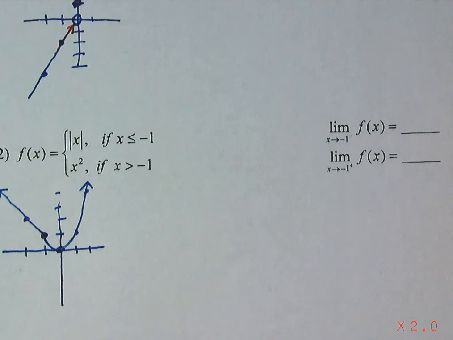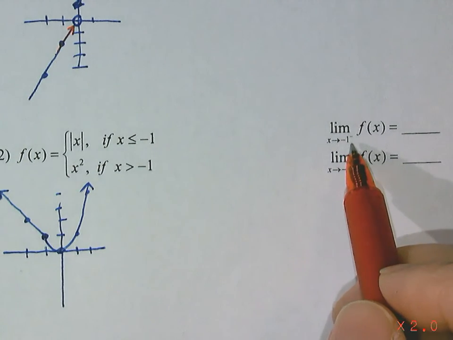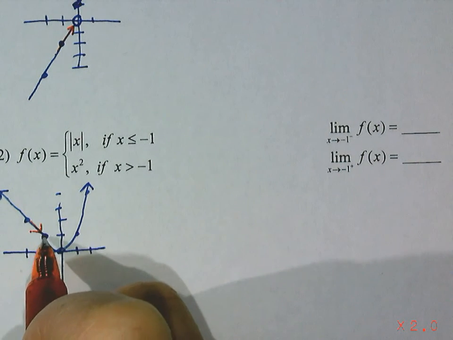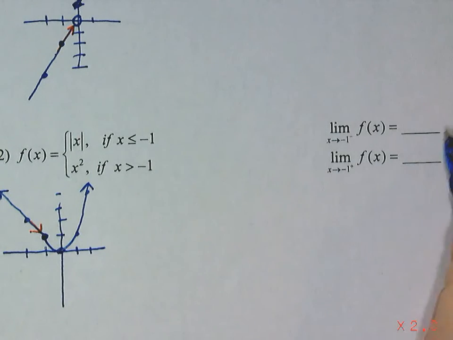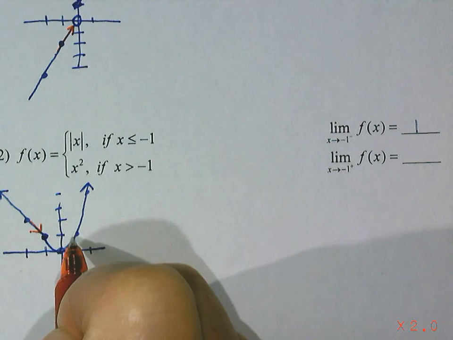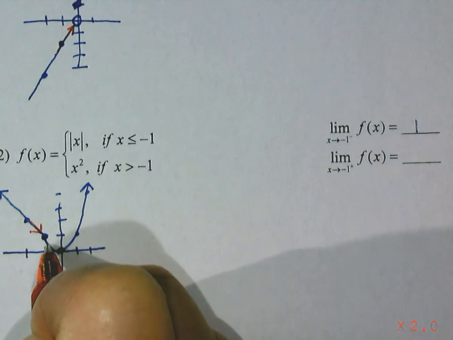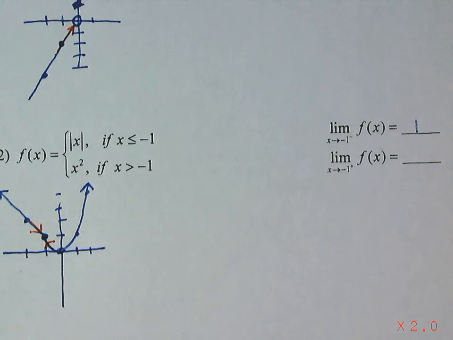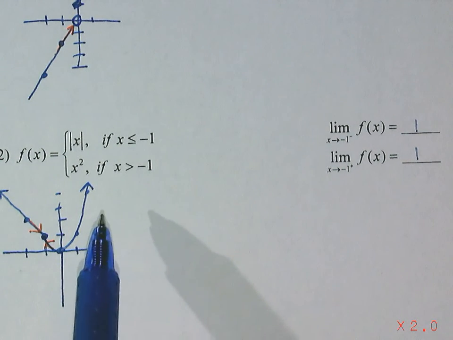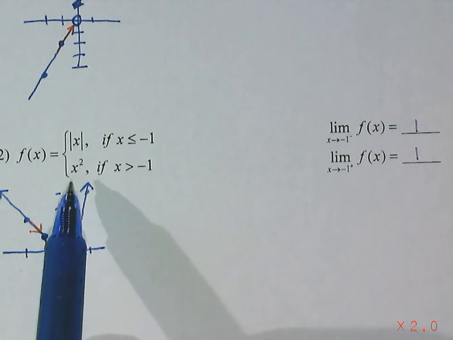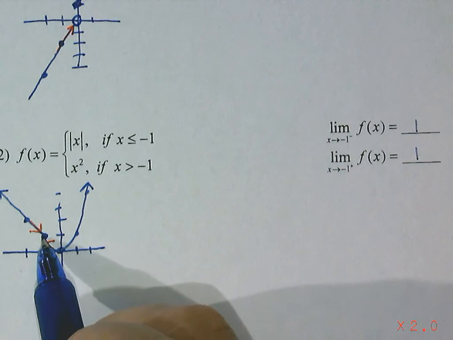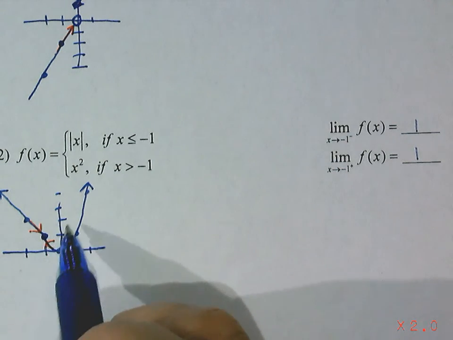Now if I look at the limit as x approaches -1 from the left, I'm looking at it in this direction, and it is equal to 1. The limit as x approaches -1 from the right, so here I am coming from the right, coming in this direction towards -1, is also 1. So this function is continuous because the limit from the left is 1, and the limit from the right is 1. And you can see this. It's continuous, there are no breaks.